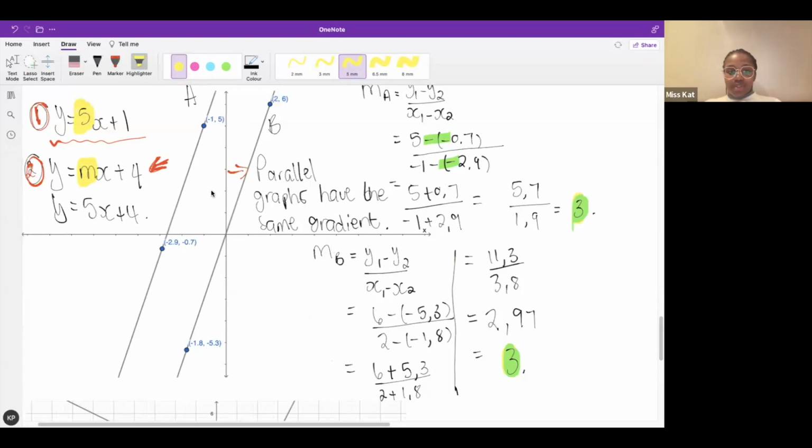The point here was to emphasize that parallel lines will always have the same gradient. Yes, only the m will be equal. That plus 1 and plus 4 don't have to be equal. Only m, which is gradient, will be equal. Beautiful.